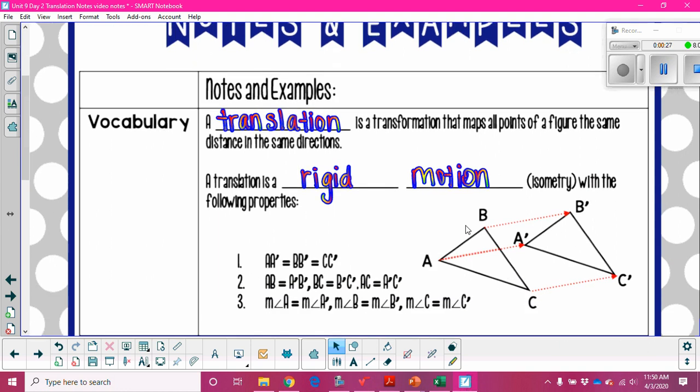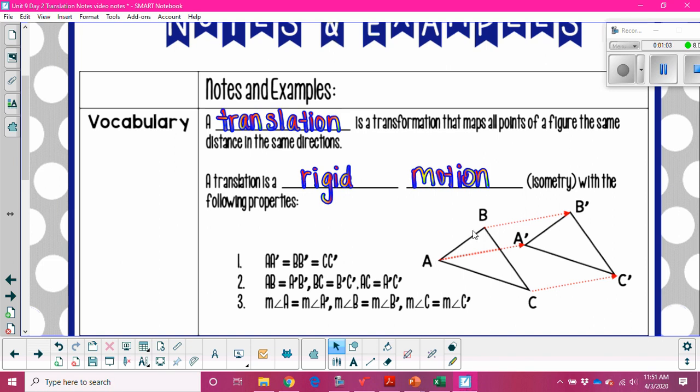The distance from the preimage A to the image A prime is the same as the distance from the preimage B to the image B prime, and the same distance from the preimage C to the image C prime. So all these distances are the same. When you translate something, you slide it. When you slide the object, all the points are going to be the same distance from the original.